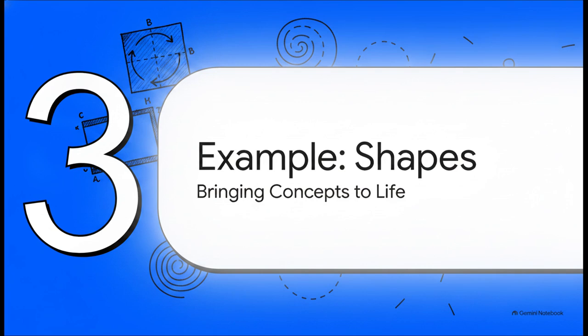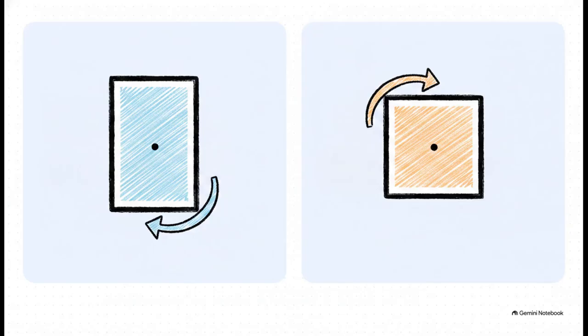Example, rectangles and squares. Bringing concepts to life. Let's see how these three naming conventions work on actual ninth grade geometry shapes. We're going to compare two of the most common quadrilaterals, the rectangle and the square. And this brilliantly illustrates the differences. Look at the rectangle. You can rotate it 180 degrees, a half turn, about its center, and it will look exactly the same. So it has an order of 2.